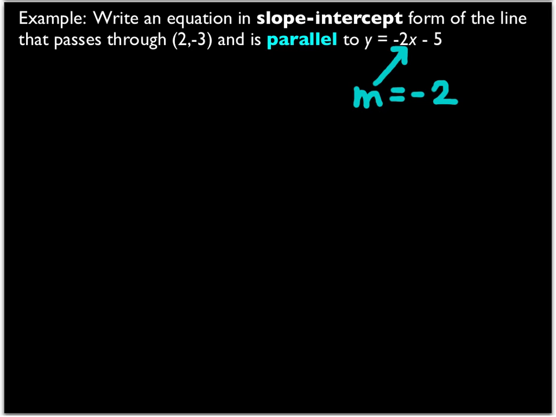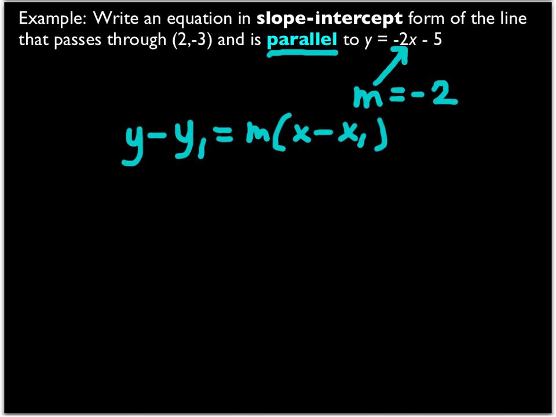So the question is, when I write my new line, do I want the same slope or something different? Well, we remember that parallel means the same slope. Same slope. So I think I'm going to start with the point slope form. That's always a good one to start with, I think. And so I'm going to do that here. And then I'm just going to fill in some stuff that I need to know. Remember, this point here would be my x1 and y1. That's your given point. And I do know the slope I want.